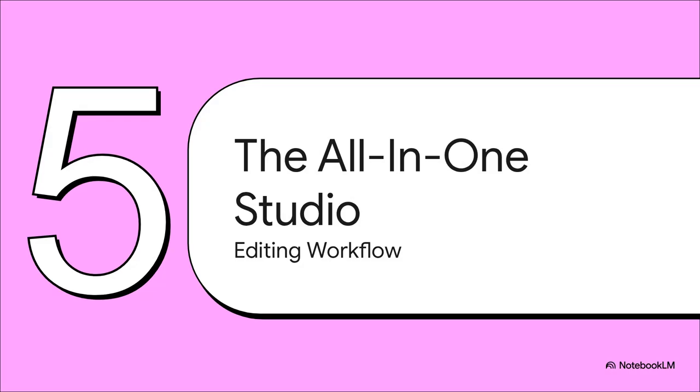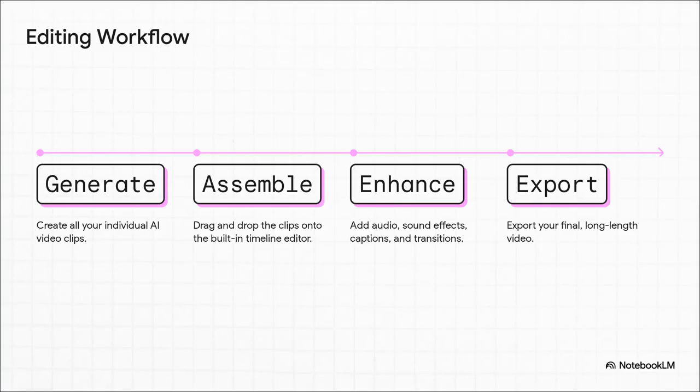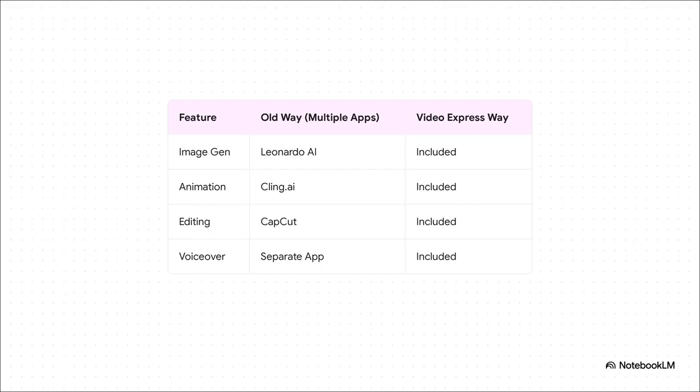So, making the individual clips is one thing, but how do you actually put them all together into a finished video? This is where that all-in-one studio idea really starts to make sense. The whole process is super direct. You generate all your clips, your character scenes, your wide shots, and then you literally just drag and drop them onto this built-in timeline to put your story in order. And having this all in one place is a huge, huge advantage.